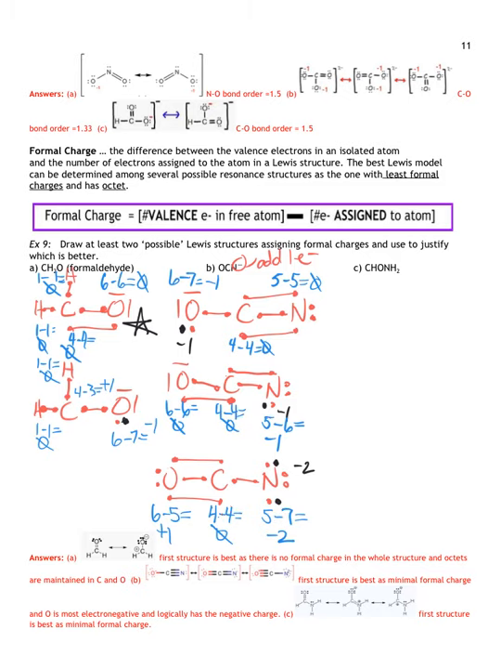So which one's the best? We found out that the one that offers the logical number of electrons, or the added electron on the oxygen, which is more electronegative. All right, let's look at the next one.